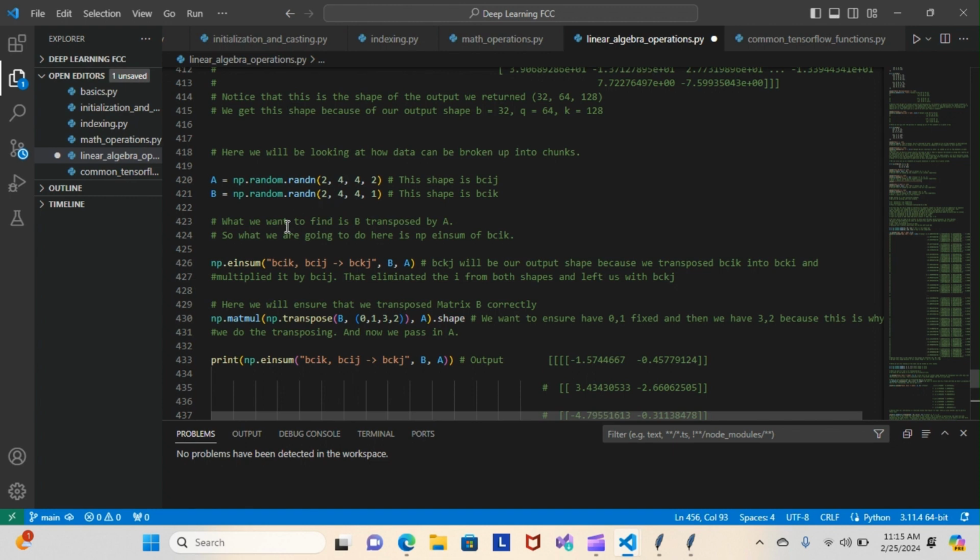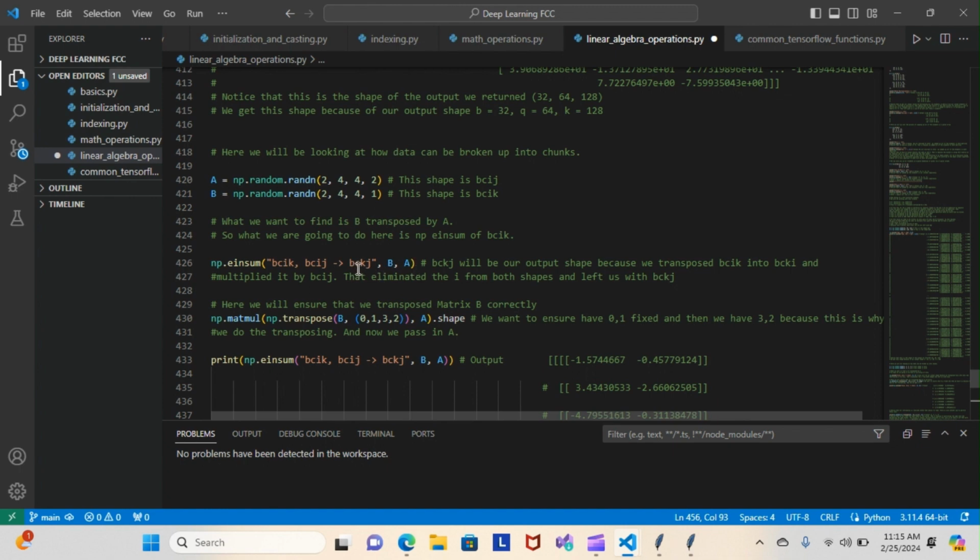And how are we going to do that? We're going to use the einsum. So as you can see here, we assigned B a shape, which is the BCIK, and we assigned A a shape, which is the BCIJ, and we multiplied them both together to get the BCKJ. And then we just labeled the two matrices that we're using for the operation, the B and the A.